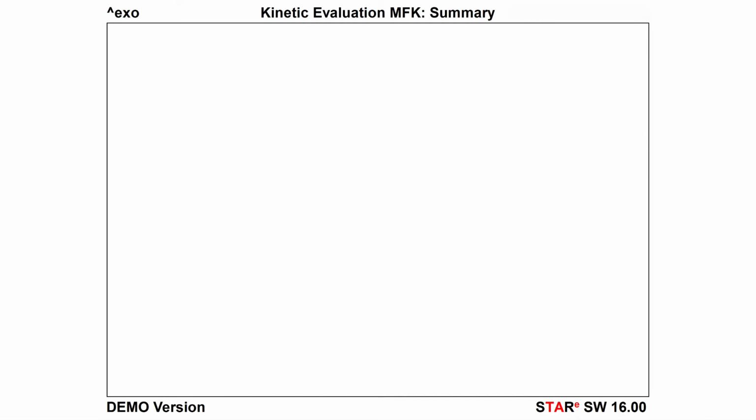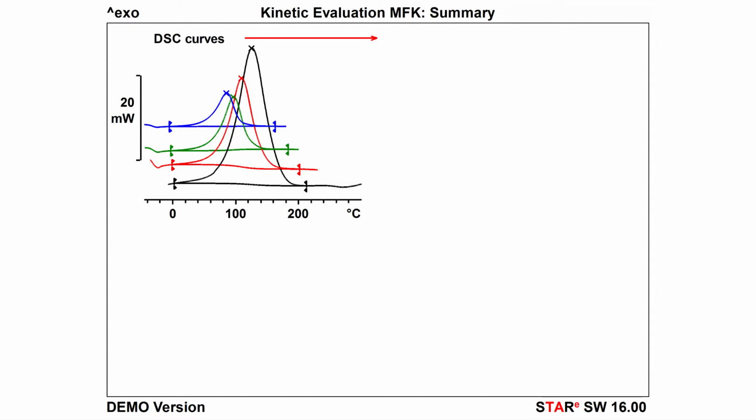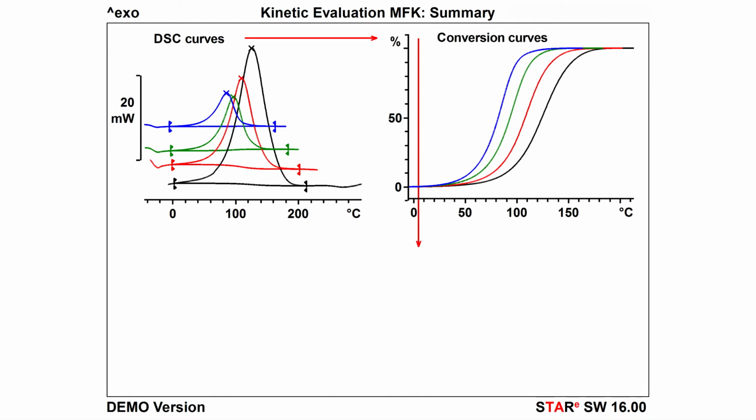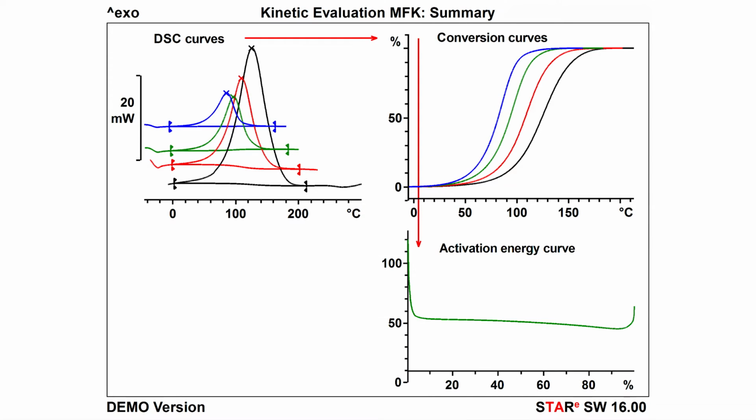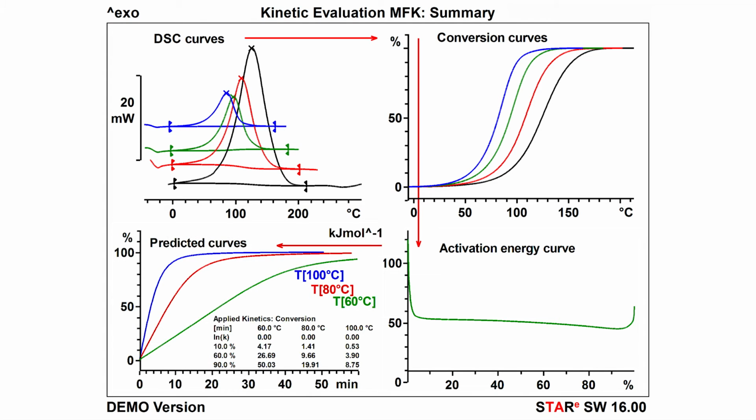In the remainder of this video, I will describe the MFK evaluation method, which can be summarized in 4 simple steps. 1. Perform at least 3 DSC or TGA measurements at different heating rates. 2. Calculate conversion curves from the measured curves. 3. Calculate the conversion-dependent activation energy from the conversion curves. 4. Use the calculated activation energy to predict reaction behavior under different conditions.